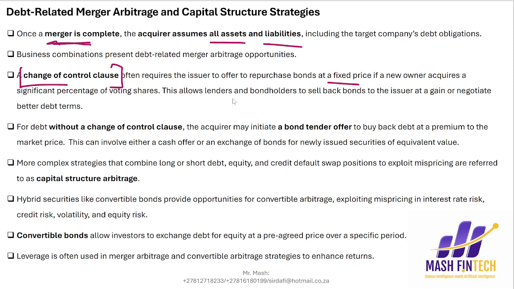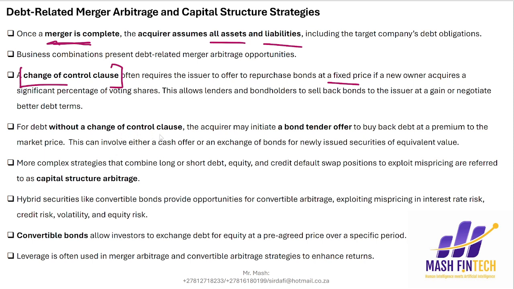This is going to allow the lenders and the bondholders to sell back their bonds to the issuer at a gain or negotiate better terms for their debt. So the change of control clause is meant to protect the lenders or the bondholders so that they get better terms for their debt. Maybe they don't trust the new acquirers, or they don't like them, or they don't think they're going to do it. Whatever the case might be, they renegotiate the debt terms.